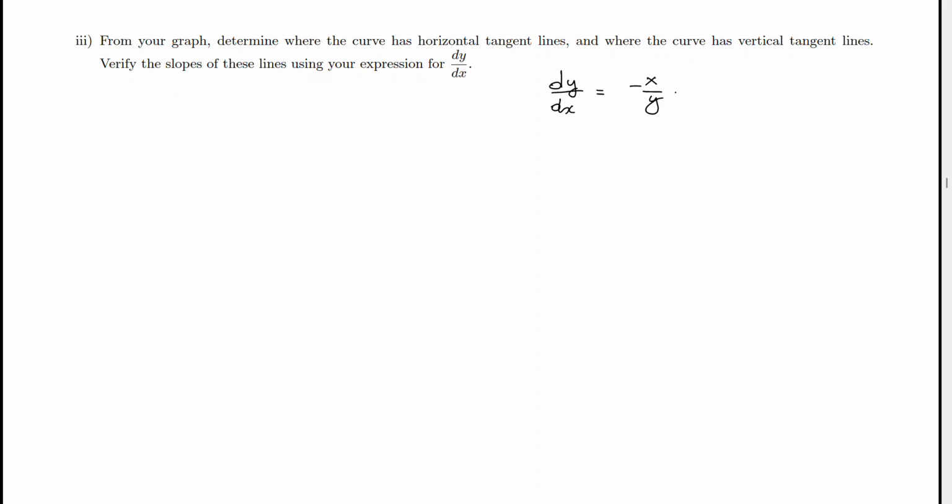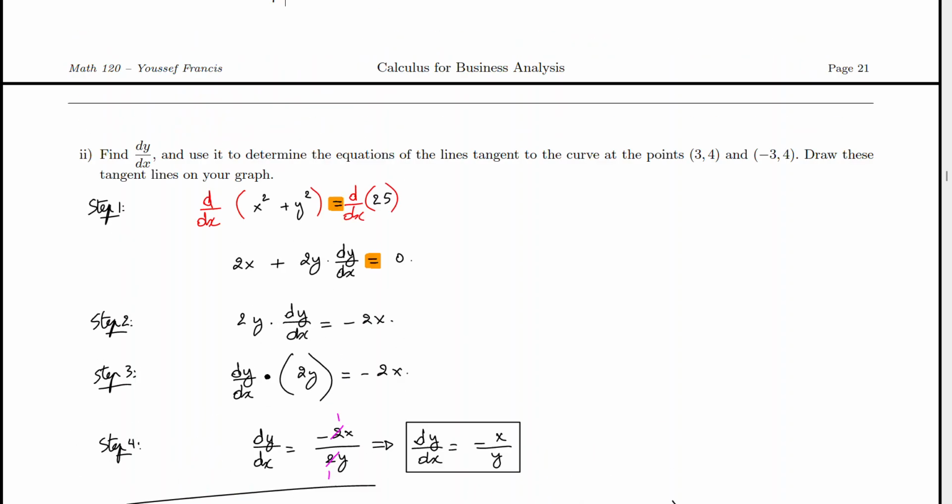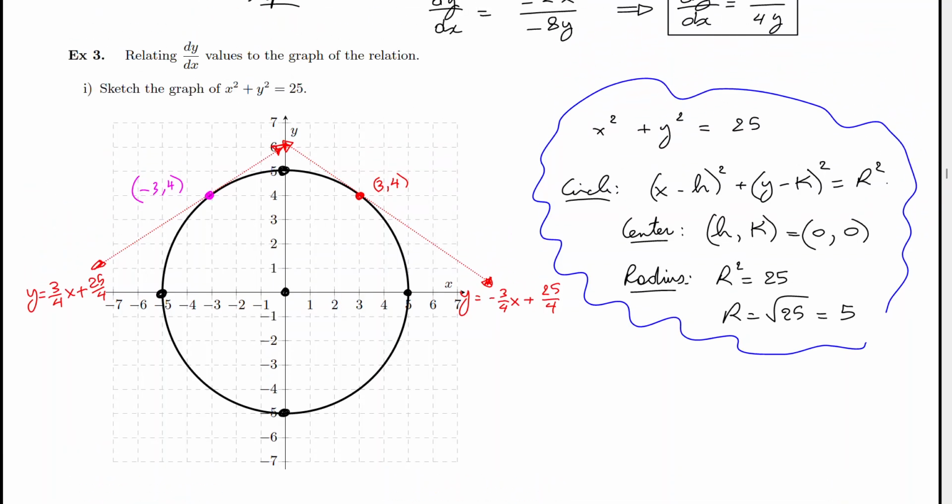And they want me to find the places where the curve or the circle has horizontal tangent lines and where it has vertical tangent lines. So let's go back to the picture real quick and see what they are talking about. So this is the circle, and there's a place here on top where the tangent line would be horizontal, and there's another spot here on the bottom where the tangent line would be horizontal. And these are probably these locations, 0, 5, and 0, negative 5. At those locations, the tangent line looks like it's going to be a horizontal line.